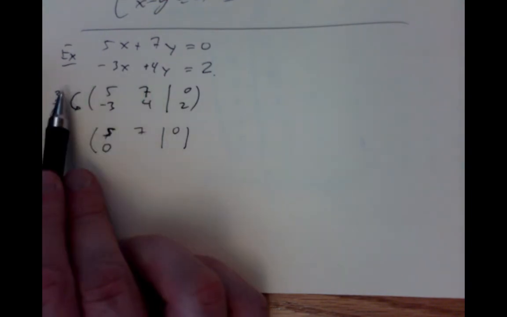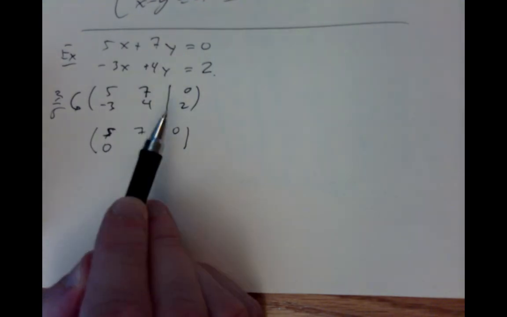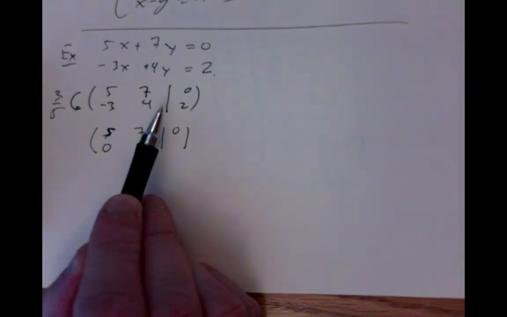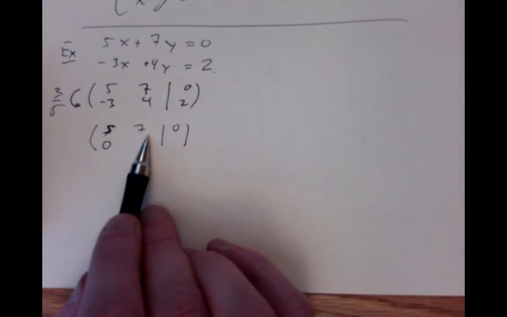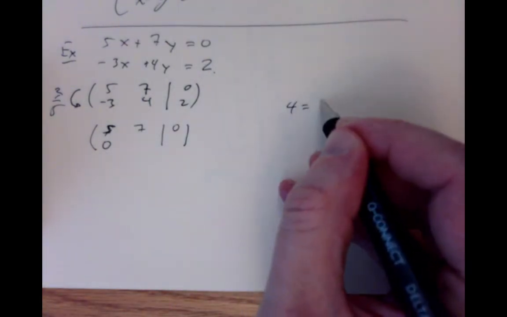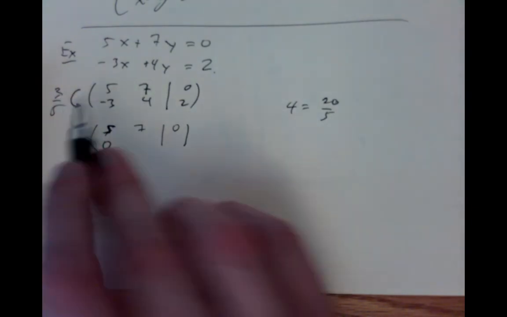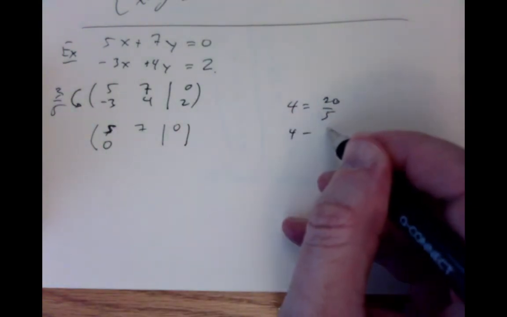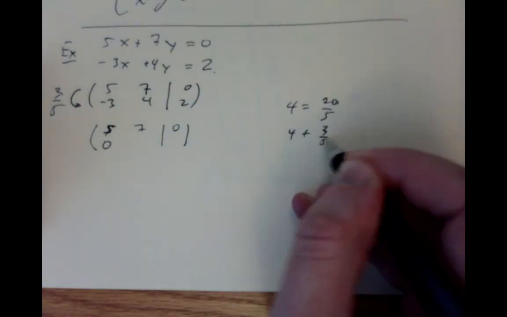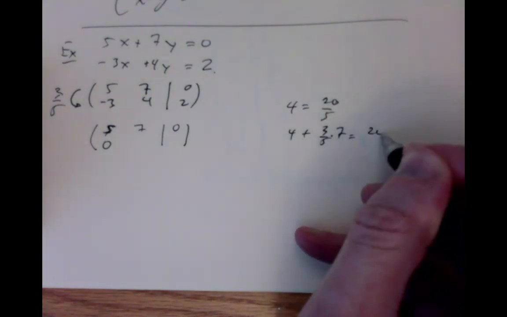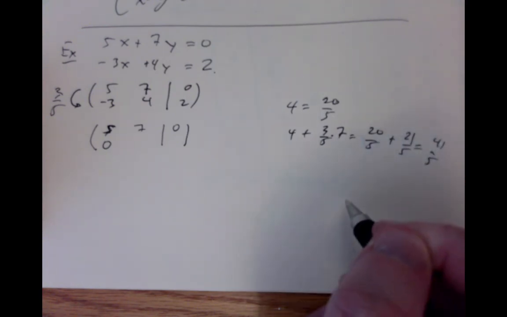It's a bit more complicated, though, with 7. 3 sevens are 21, 21 fifths. 4 is 20 fifths. So I've got to calculate out what that gives me. Okay, so I've got to work out what goes here. So I've got 4, which, if I want to use fifths, I can write as 20 fifths. And I've got 7 times 3 over 5. So 4 plus 3/5 of 7 is 20/5 plus 21/5, which is 41/5. So that's going to go here.